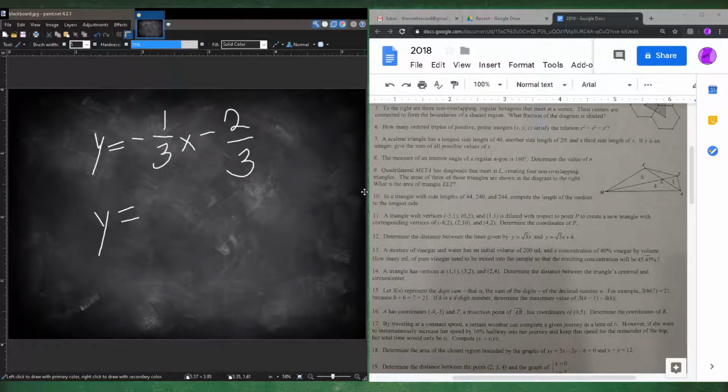Next equation, which goes through (1, 1) and (4, 2). So 2 minus 1 is 1. And 4 minus 1 is 3. So the slope is 1/3. Change in y over change in x, you know?